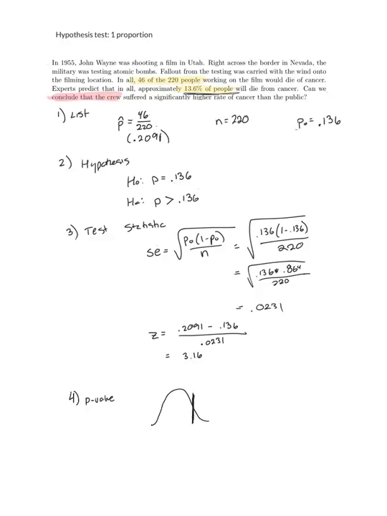Next, I'm going to shade. I shade depending on my alternative hypothesis. My alternative hypothesis is greater than, so I'm going to go ahead and shade above. Now that I've shaded above and got my z-score marked, the next thing I need to do is go to my z-table for it. So let's go ahead and get a z-table in here.